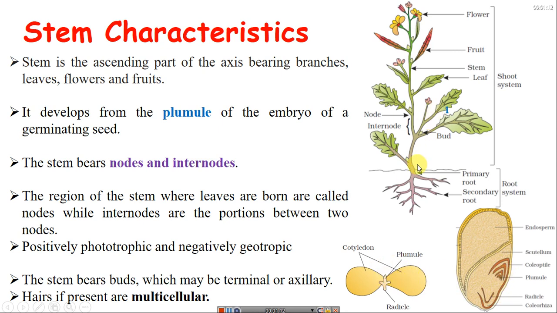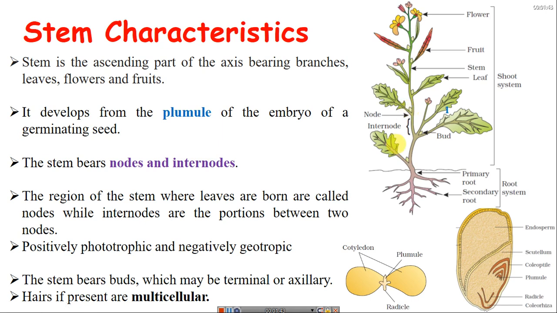And another important thing about the stem is that it bears nodes and internodes. Roots don't have nodes and internodes, only stems have nodes and internodes. So the node is the region where you can see the leaves or branches are born. And the angle between the stem and the outgoing leaf is known as the axil, and the buds present in the axil are axillary buds.